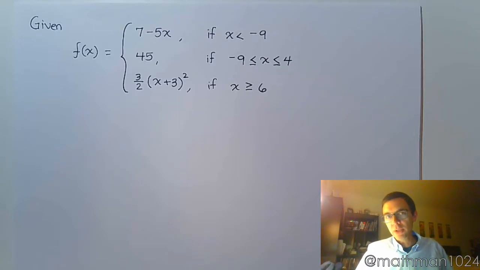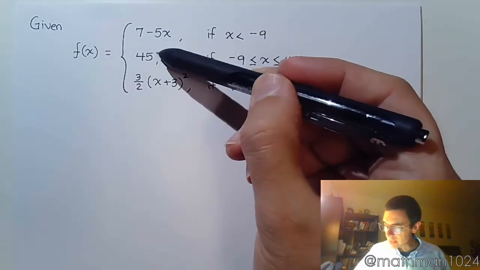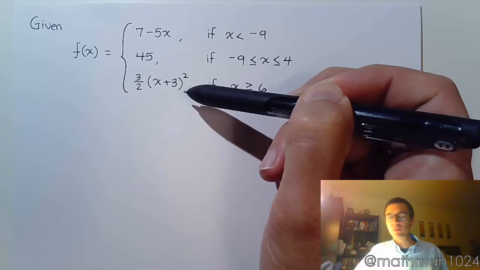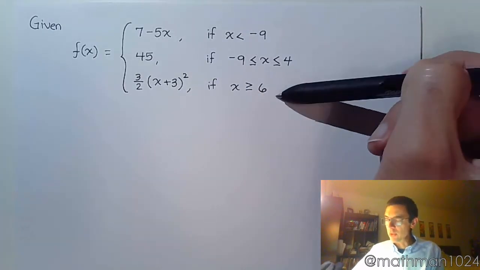Now we want to look at a piecewise-defined function. Keep in mind that piecewise-defined functions are still functions. That means you plug in one value, you only get out one value. Now it may seem kind of confusing because you have three different expressions here for this function. But that's why we have these conditions over here on the right side.